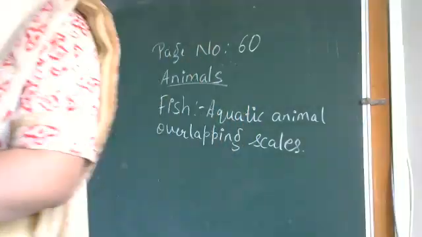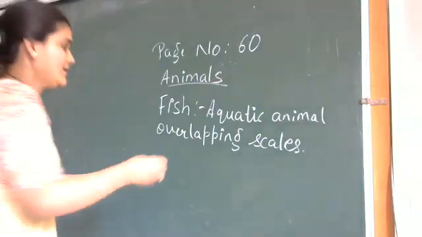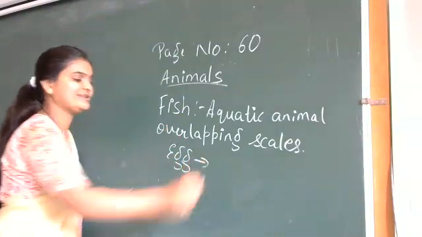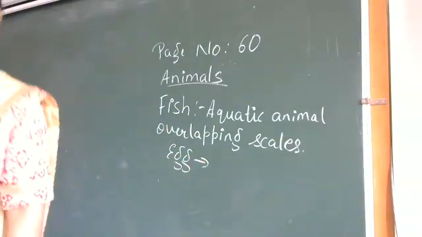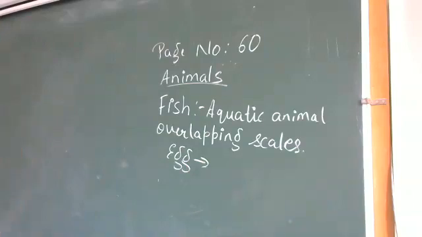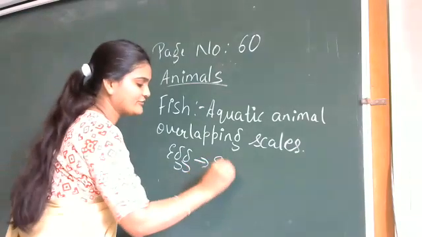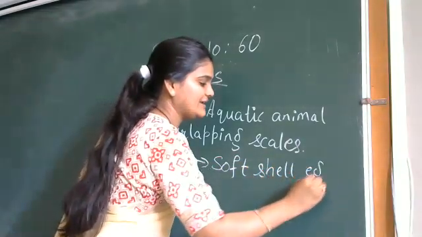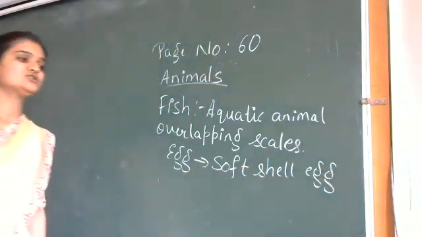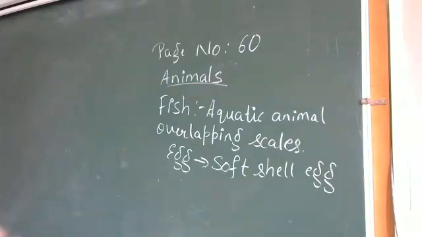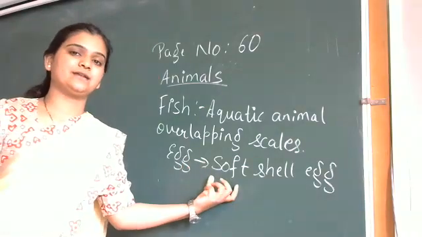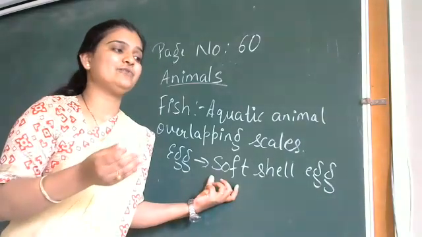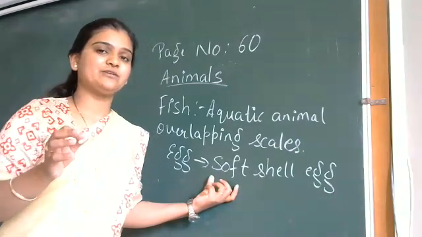Tell me, children, what is the type of the egg that is being laid by fish? Whether it is soft or hard? Soft. Yes, it is a soft shelled egg. So the fish lays eggs which are soft in nature, and as I've shown you, the scales are flexible. Is it clear about the fish?